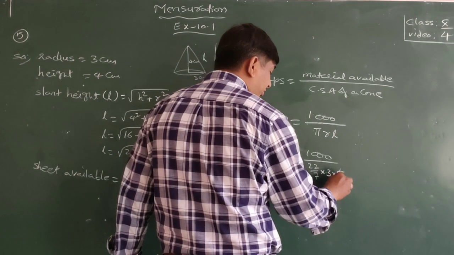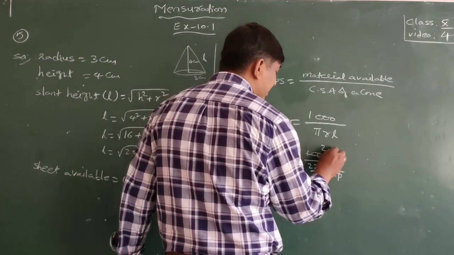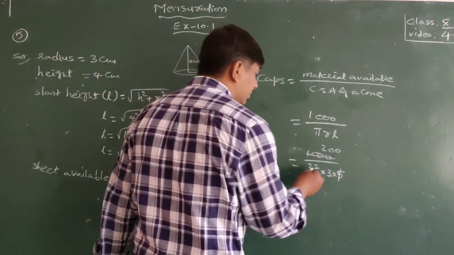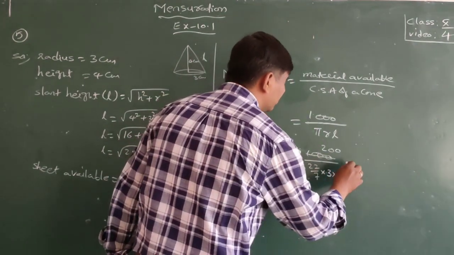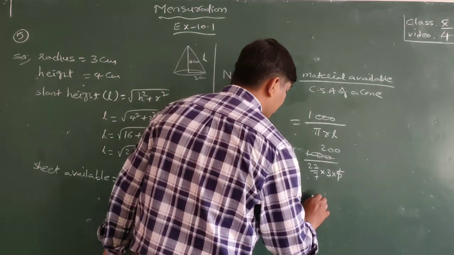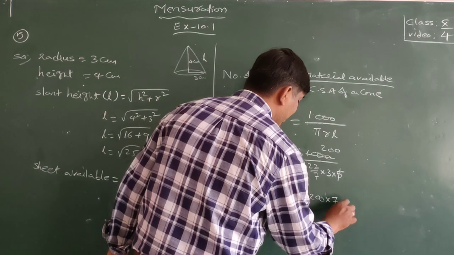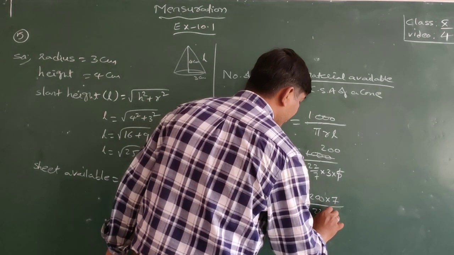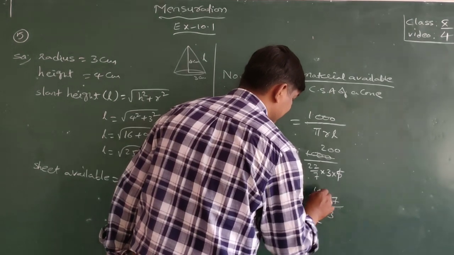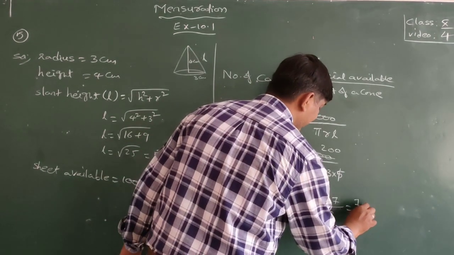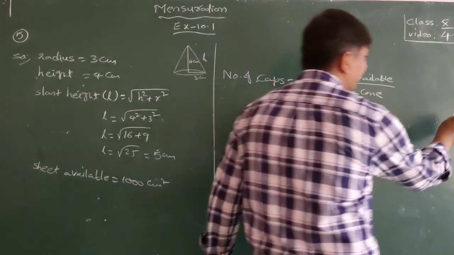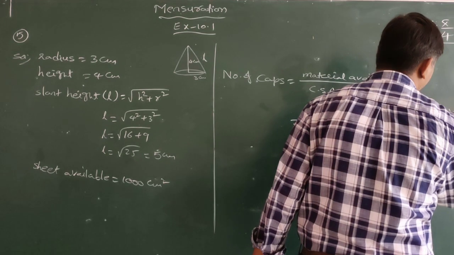Now 5 ones are 5, 5 twos are 10 and 0 0. Do you get any cancellation? Now that is equal to 200 into 7 by 22 into 3. 11 twos are 22, 1100 are. That is equal to 700 by 6. That is equal to 700 divided by 6 here.